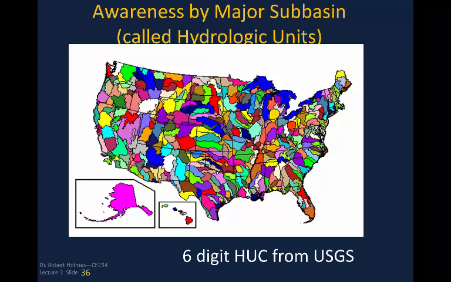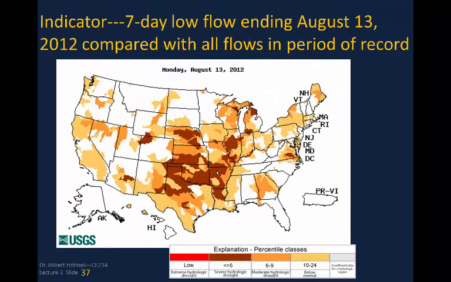I'm going to skip over this. This is basically the hydrologic unit codes, or HUCs. All the stream watersheds in the country are based into these various hydrologic unit codes. You can just see them there, all the different watersheds around the United States.